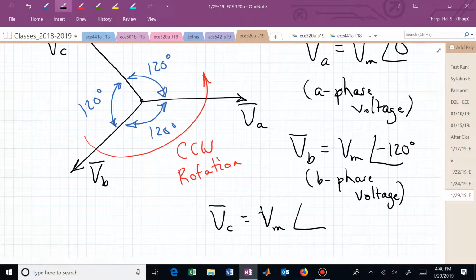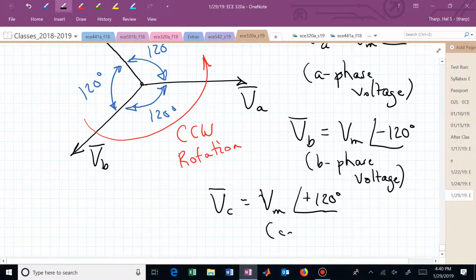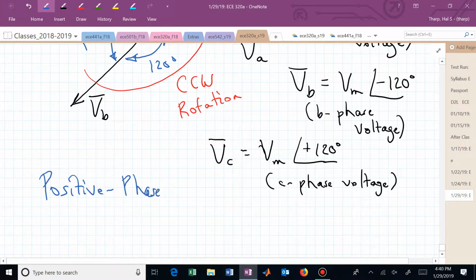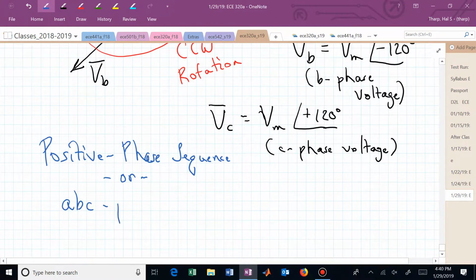Typically, we try to keep these angles between plus and minus 180, so we might say that this one now is plus 120 degrees, and this is now the C phase. And in fact, this is the positive phase sequence, or the ABC phase sequence.